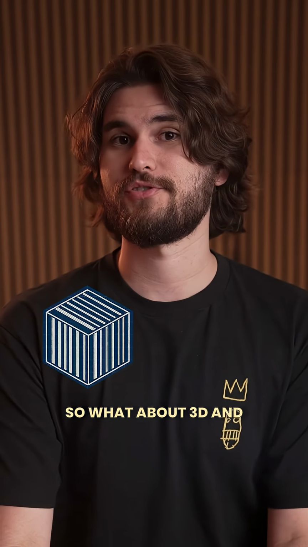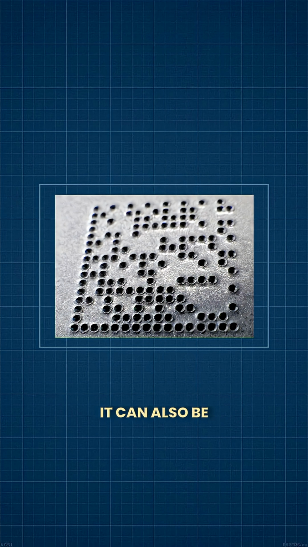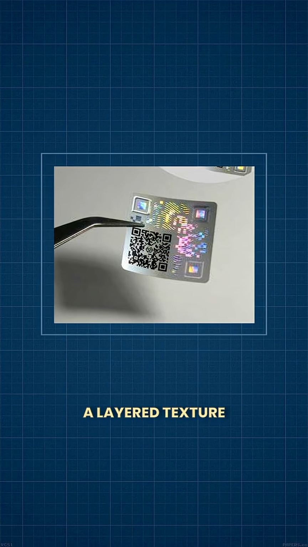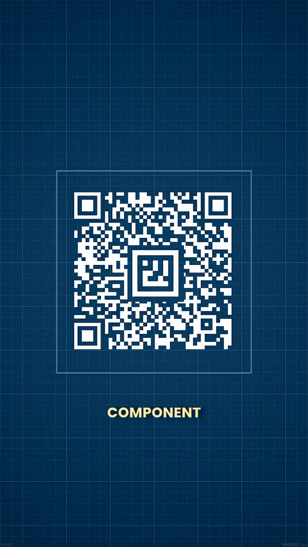So what about three-dimensional and four-dimensional barcodes? Well, if 1D is the y-axis and 2D is the y-axis and the x-axis, then 3D is what you'd expect, a z-axis. But the z-axis isn't necessarily physical depth, though it can be. It can also be implemented by using a layered texture, a holographic effect, color or layered ink, or even a time-based component, any sort of additional dimension. The most common purpose of a 3D barcode is anti-counterfeiting.